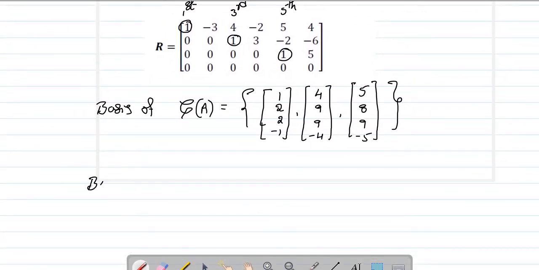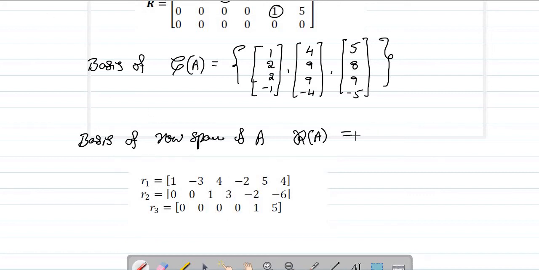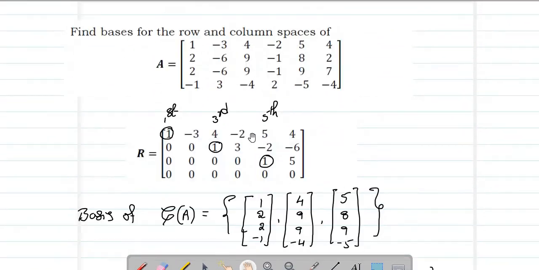Now similarly, let us write what is the basis of row space of A. I may write it like this, row space of A. So you see the first and second and third row of the echelon form. That's what they have written. So you can say the basis of the row space of A are nothing but R1, R2 and R3, where R1, R2, R3 are given here. Or simply you can do one thing. You can take the corresponding rows of A as well. Okay. So this is about a row space and the column space.